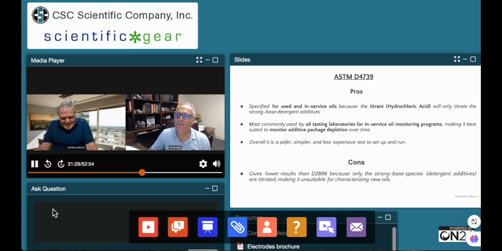All right, let's talk about ASTM 4739. I'm leaving off the dash here, but pros. It's good for used in-service oils, because the titrant is the hydrochloric acid, and it's only going to titrate, I guess, the detergent additives. Is that the idea? It's not going after everything, just going after detergent additives. Right. I'll say it again, it's more commonly used for oil testing laboratories for in-service oil monitoring programs. So best for monitoring additive package depletion over time. That's the pro for ASTM 4739.